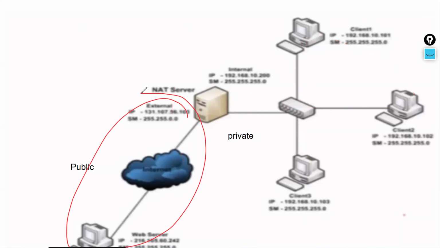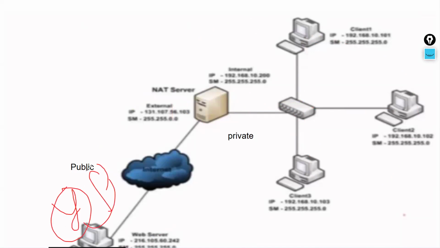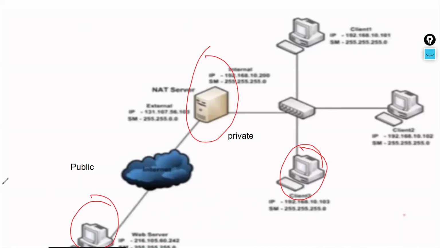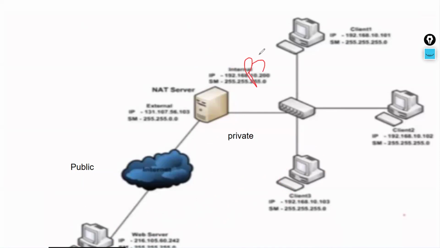In the same way, this is a public network. This is Zoom, this is YouTube, Flipkart, or Amazon. My question is, can your laptop directly communicate with Flipkart, and can Flipkart directly communicate with the laptop? No, directly it is not possible. So what is the mechanism between your laptop and the Flipkart server? We have a NAT server. This NAT server has a private IP as well as a public IP. But your laptop has only a private IP.